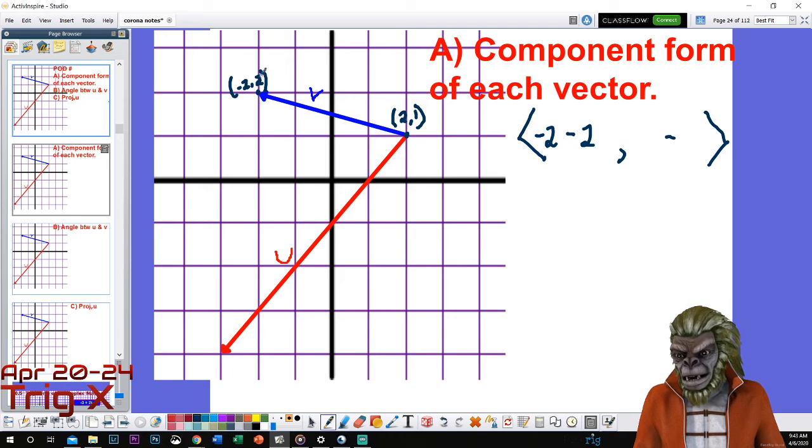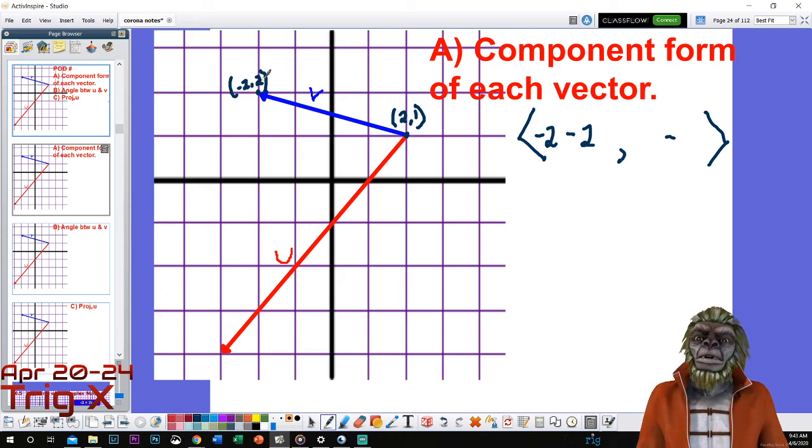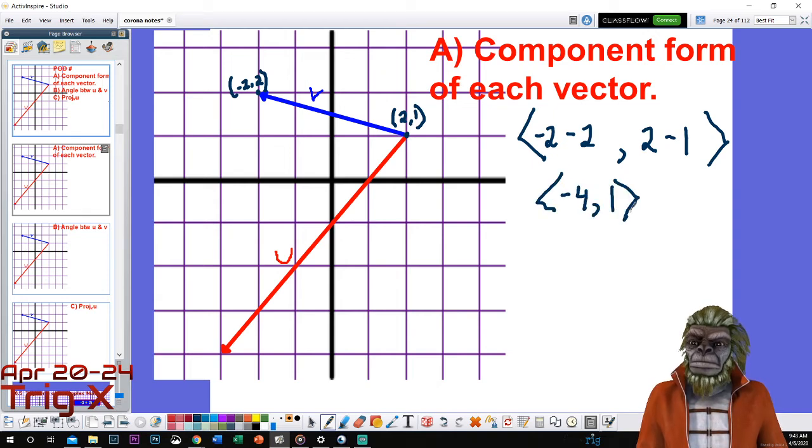Over here, again, you're starting with where the arrow points. Let's do the y values. That's 2 minus 1. So this is going to give me negative 4, 1 for vector v. That's component form. Let's go with vector u.